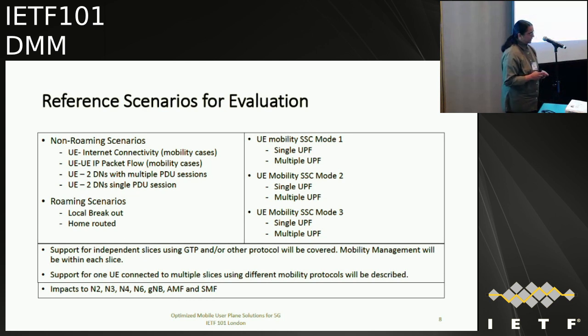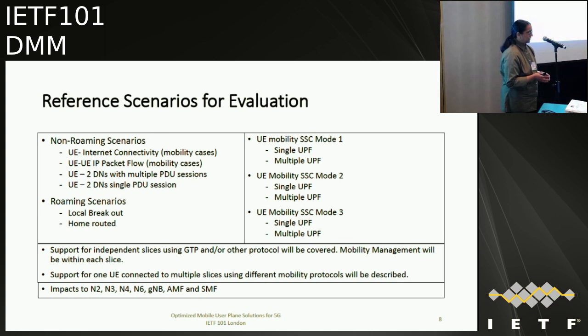And the other scenarios are UE to UE, because everybody is talking about low latency applications. So we need to ensure that the UE to UE packet flows happen, and that mobility is also supported. UE to two data networks with multiple PDU sessions and with a single PDU session, those are what we picked up. And then roaming scenarios, local breakout and home routed. We need to see each of these proposals that are being brought in for the evaluation. How do they support all of these?